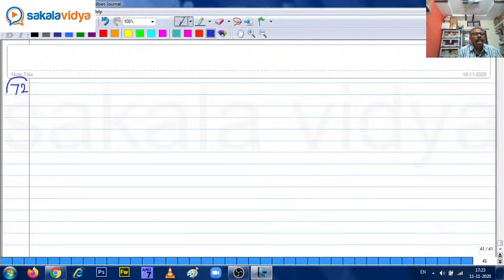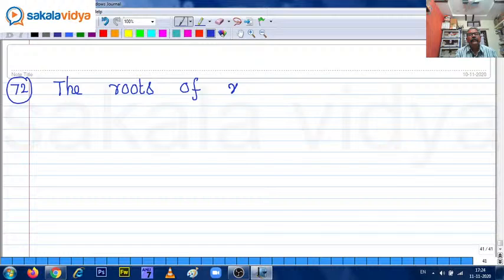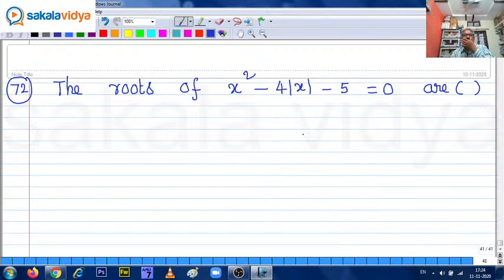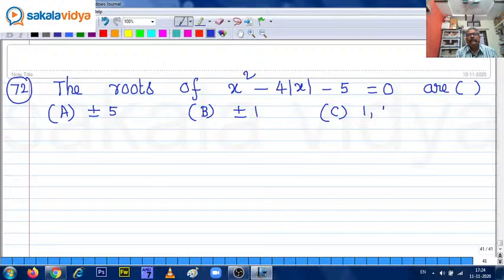Seventy-two. The roots of x square minus 4 mod x minus 5 is equal to 0 are: A plus or minus 5, B plus or minus 1, C 1 comma 5, D minus 1 comma minus 5.